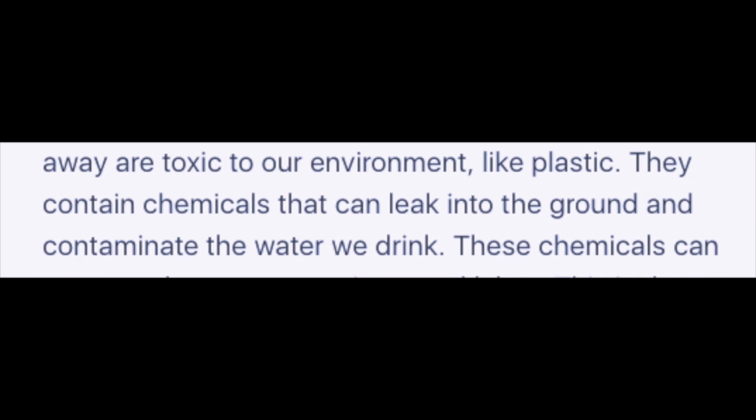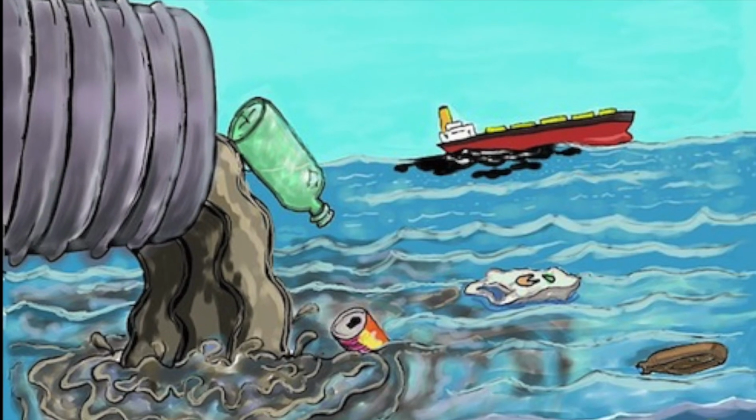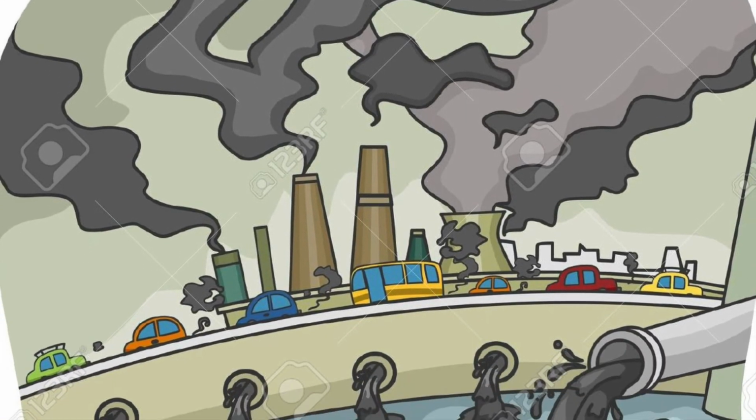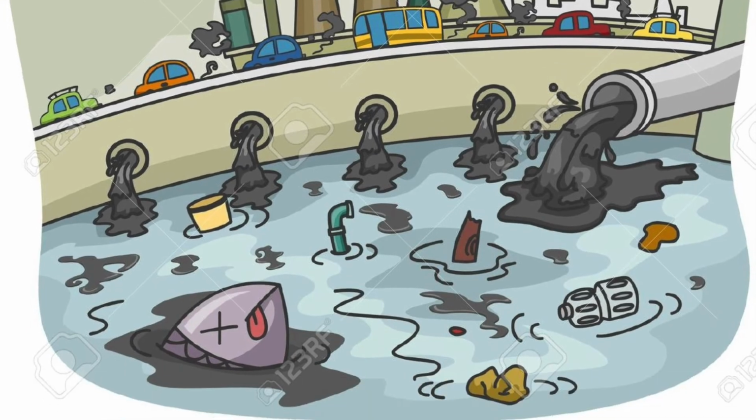Now, when we look at the word contaminate, let's see how it's used in the sentence. They contain chemicals that can leak into the ground and contaminate the water we drink. So we already know it's doing something to the water, so it's a verb. Not only that, we can infer that, okay, if chemicals are going into our water, are they making our water cleaner or unsafe to drink? I would think unsafe to drink. So here is evidence that supports the title of how pollution affects our environment and our health.